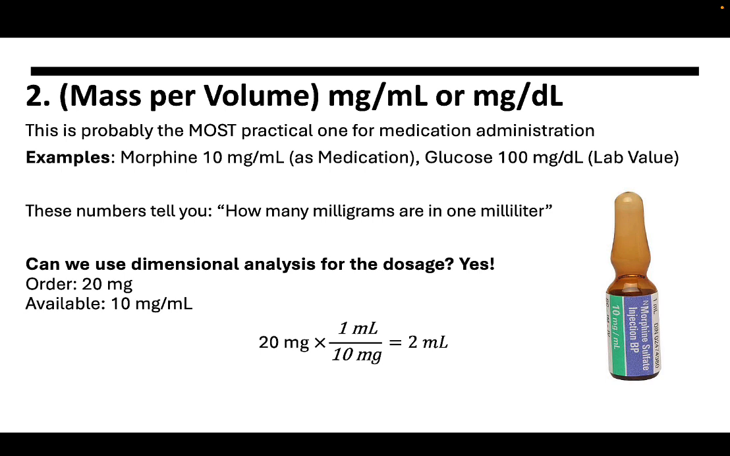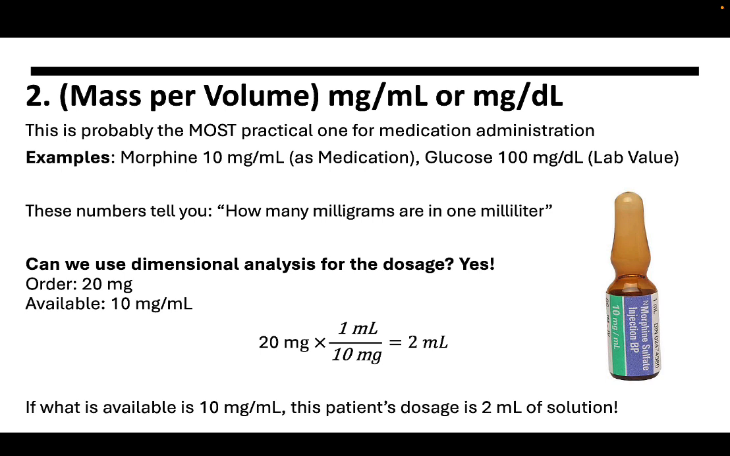Now, when we're dealing with conversions and things like this, there are a lot of ways. We remember we divide here, we multiply here, but this is a great opportunity to continue using your dimensional analysis. Concentration really is a conversion. It tells you that when we look at one vial of this morphine, 1 milliliter of it is equal to 10 milligrams of the drug. Those two things are equivalent and can be used in dimensional analysis. If what's available is 10 milligrams per milliliter, this patient's dosage would be 2 milliliters of this solution to get to the order of 20 milligrams.